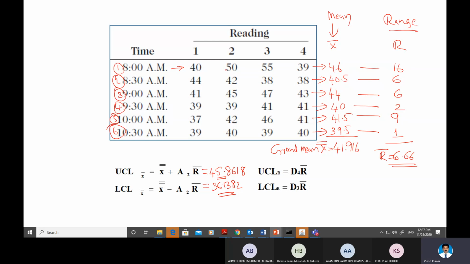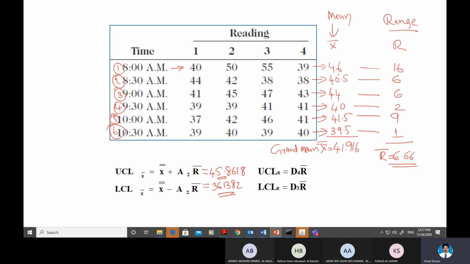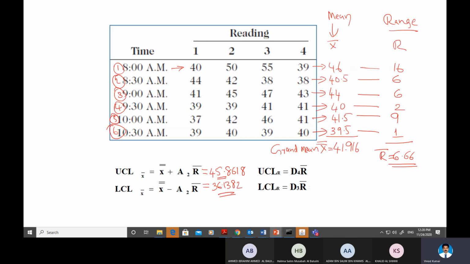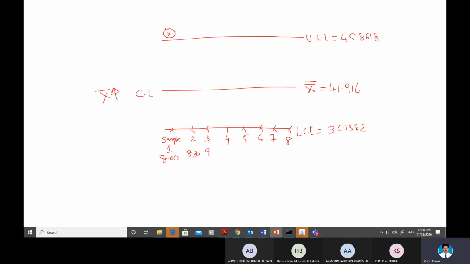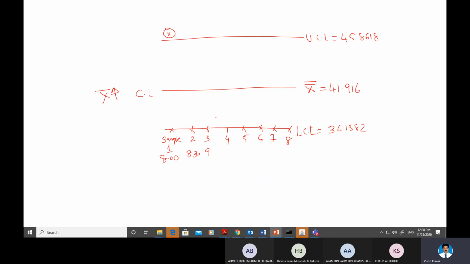What is the mean value of the first x bar value? First sample, x bar value 46. So here you are plotting x bar. First value is 46. You don't need to take any scale, but you need to plot it outside because 45 is the maximum and you are getting 46. It is out of the limit. Second is 40.5.